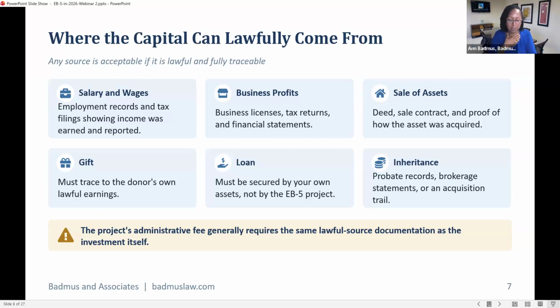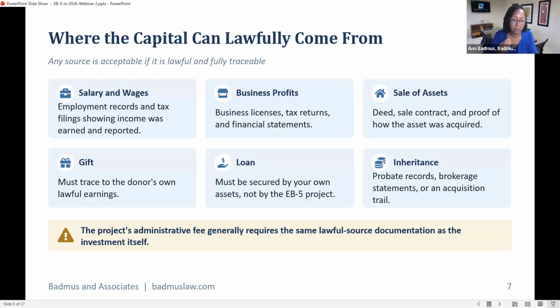Many times we're asked about getting a loan. It is possible to use a loan to finance the program, but the loan has to be secured by your own assets. It can't be secured by the EB-5 project, which, of course, will have assets because it is proposing to build something related to the project, whether it's a call center, a bridge, or real estate in itself. So the loan that you receive cannot be secured by that project itself. It has to be your own personal property.